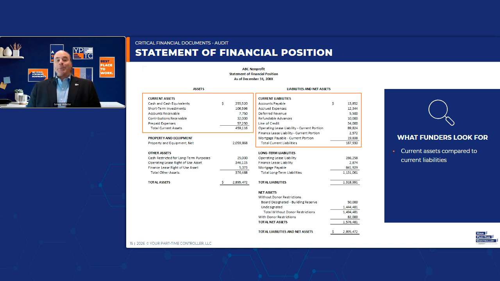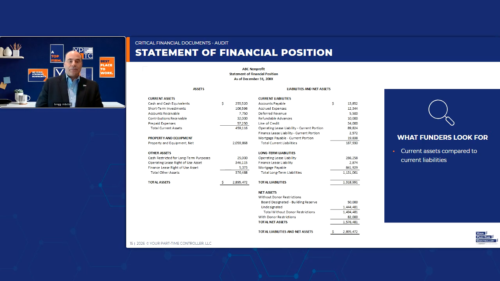Now, current assets are expected to be used or converted into cash within 1 year, and current liabilities are those obligations that are due within 1 year. To assess liquidity, funders often ask, are current assets greater than short-term liabilities? If yes, like in this example, it shows that the organization can cover its immediate obligations. Next, funders are going to review the mix of assets, liabilities, and net assets. They're going to look at what's current versus what's non-current. They're going to pay close attention to debt levels and whether they're either short-term or long-term debt.